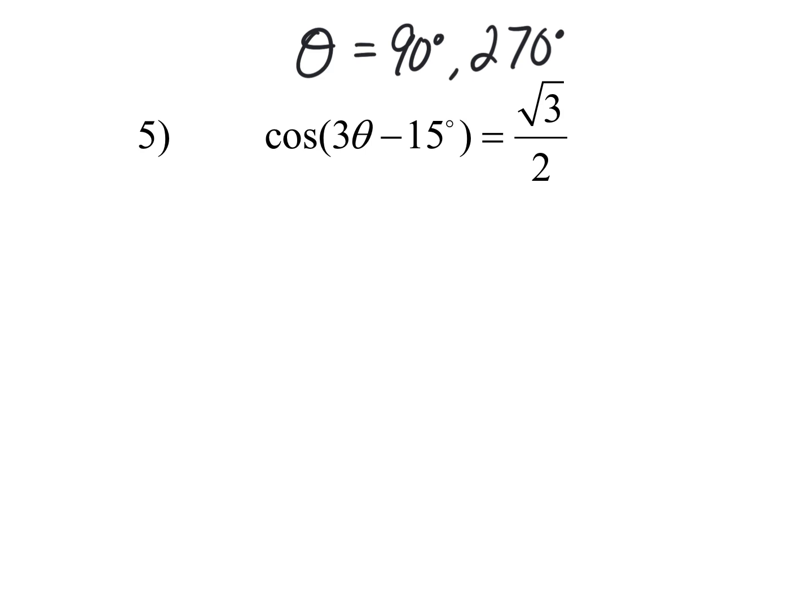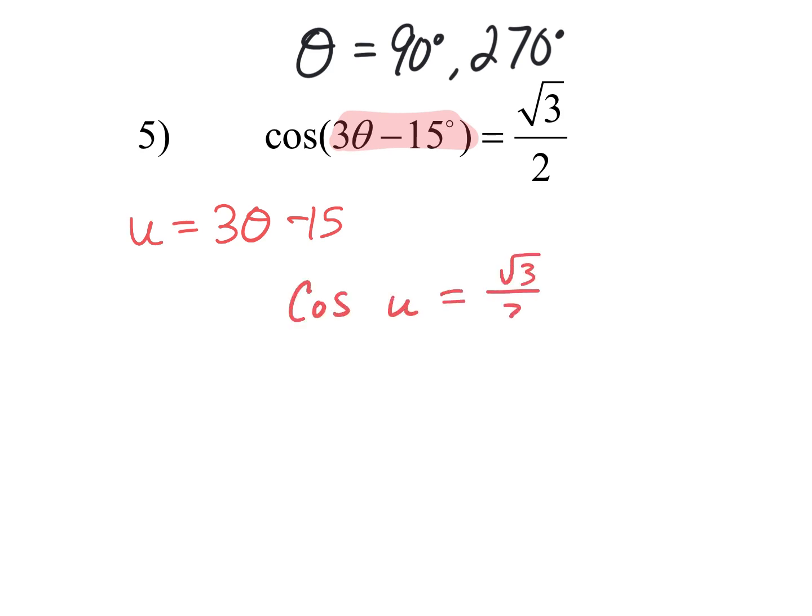I think the best move for us here, just because of the complexity, right? We have 2 operations going on. I'm going to use U substitution. Let u equal 3 theta minus 15. So what that means is that we can rewrite this as cosine of u equals √3 over 2. Our solutions on the unit circle for u would be at 30 degrees and 330 degrees.